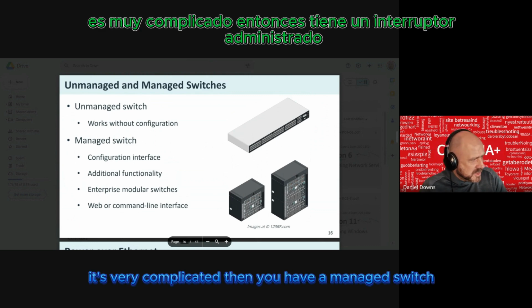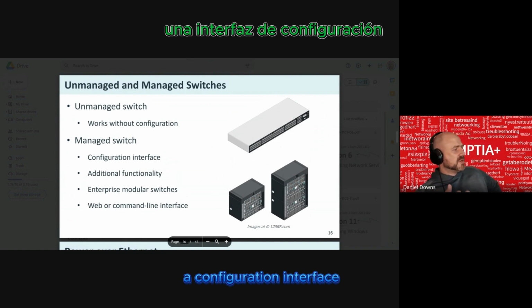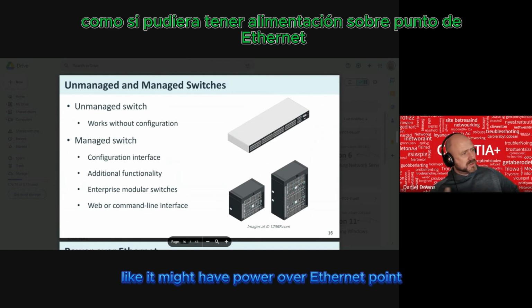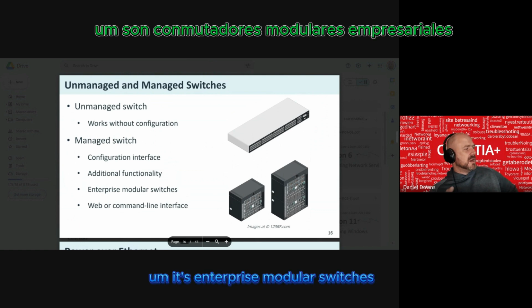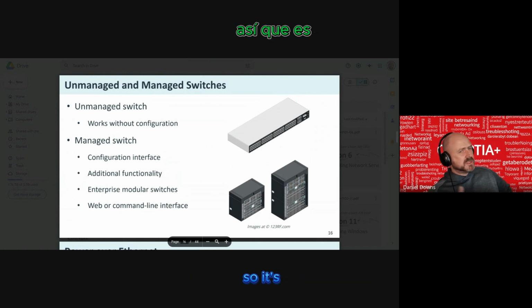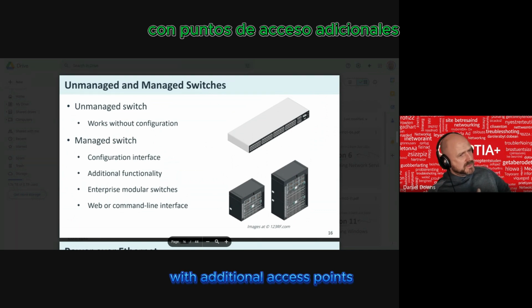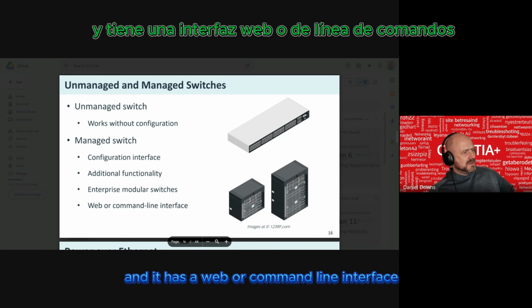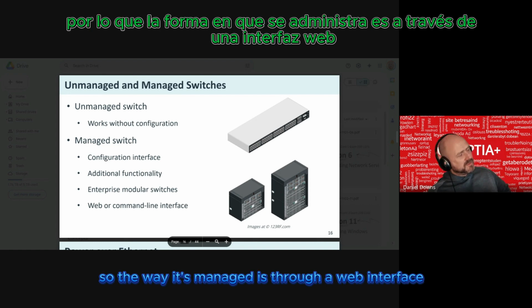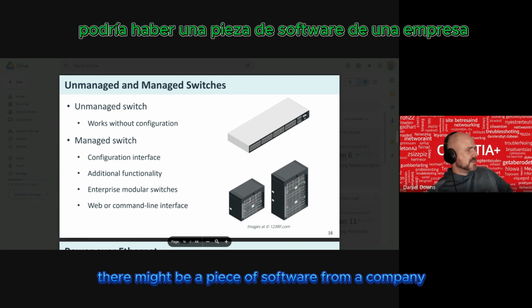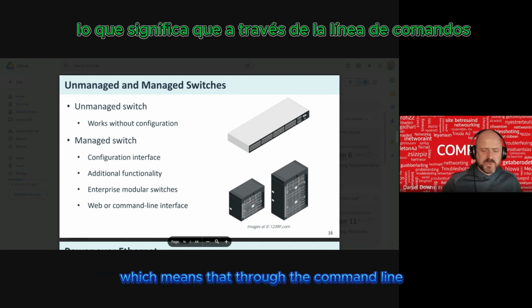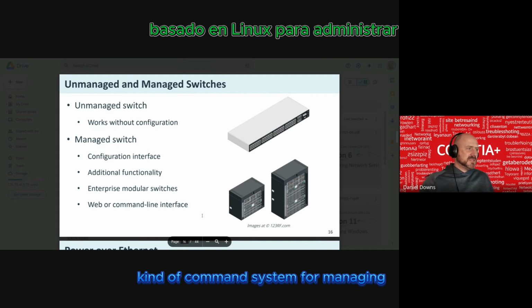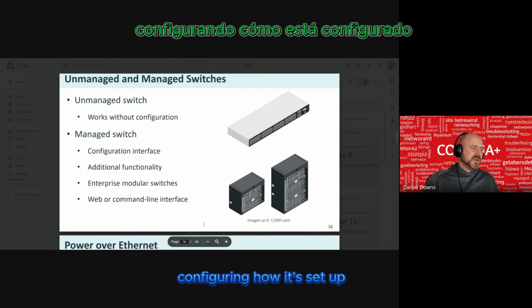Then you have a managed switch, which has a configuration interface. It needs to be configured. It has additional functionality, like it might have power over Ethernet. It's an enterprise module switch, so it's designed to work in an enterprise environment with additional access points and connected clients. And it has a web or command line interface. So the way it's managed is through a web interface, where there might be a piece of software from a company, or a command line interface, like a CLI or Linux-based command system for managing the switch and configuring how it's set up.